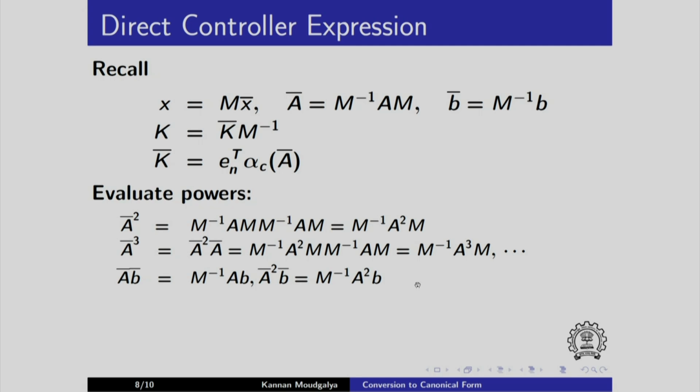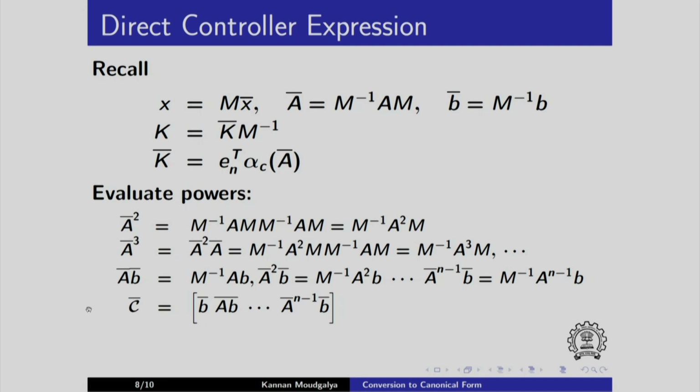We can calculate all of these, they are straightforward. We can calculate A bar to the power n minus 1 into B bar also. Now let us calculate our script C matrix. Remember we had B, AB, and so on.